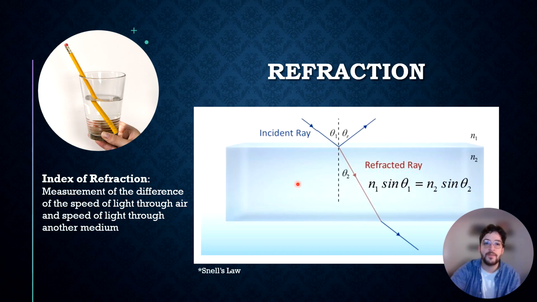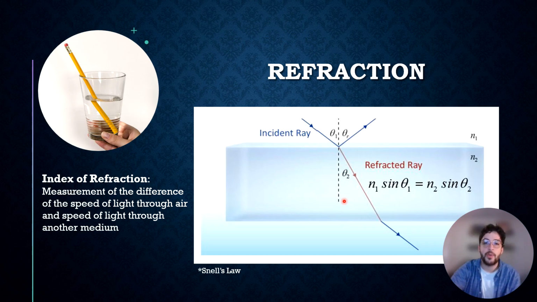That is because of the index of refraction of that second medium. The index of refraction is a measurement of the difference of speed of light through air versus the speed of light through another medium. When light travels through a material, it will slow down, when it hits this second medium here.